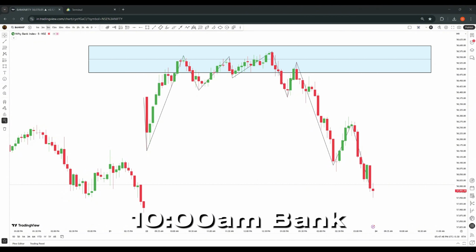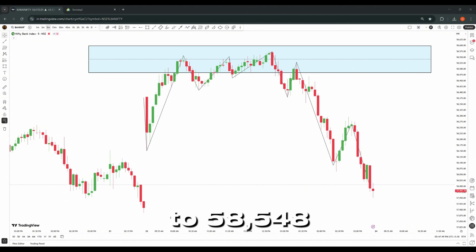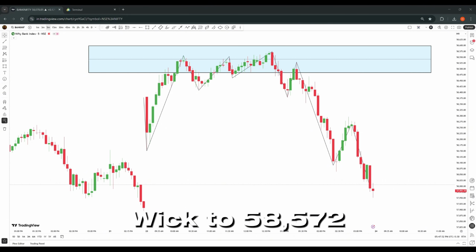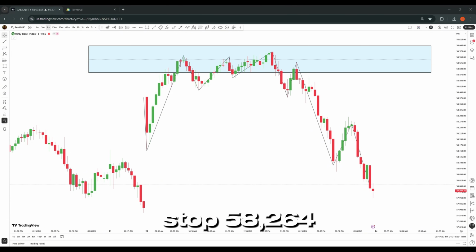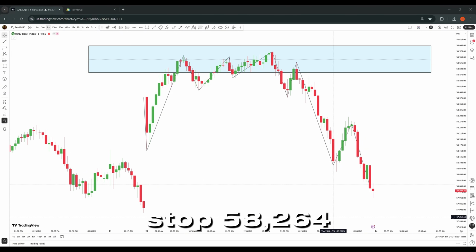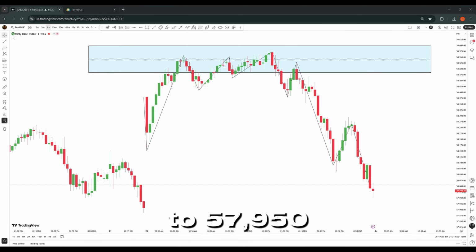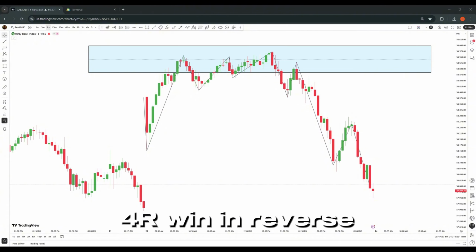10:15 a.m. Bank Nifty climbs to 58,242. First breath at 10:15, 10-point body. Wick to 58,242. Stop 58,264. Price dumps to 57,950. Plus 265 points. 4R win.